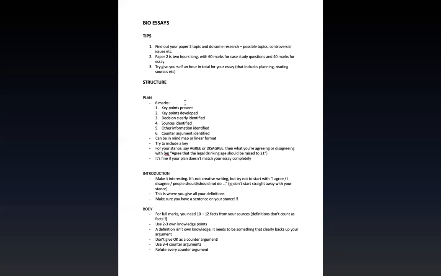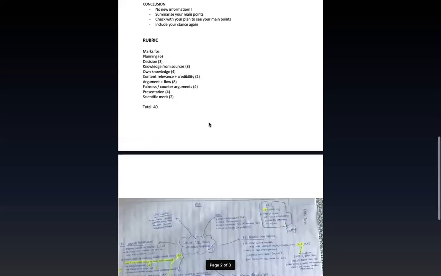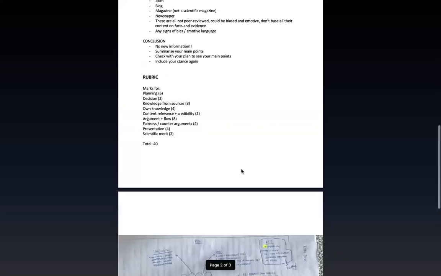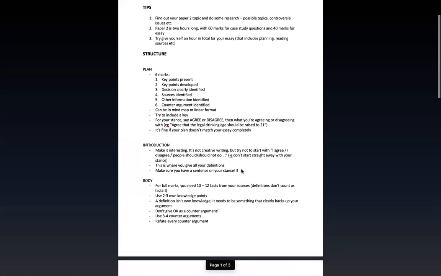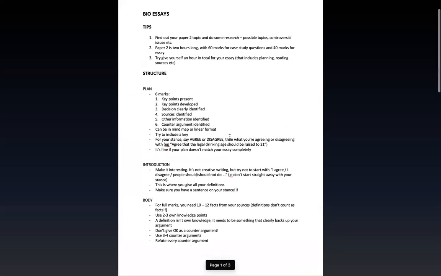And then obviously within each paragraph, you'd have 3, 4, 5 points elaborating on each key point. So that leads me to the second mark. That's your key points developed. I'm going to show you a plan of how I used to plan. Obviously, you don't have to do it like that, but I got 6 marks for that plan.